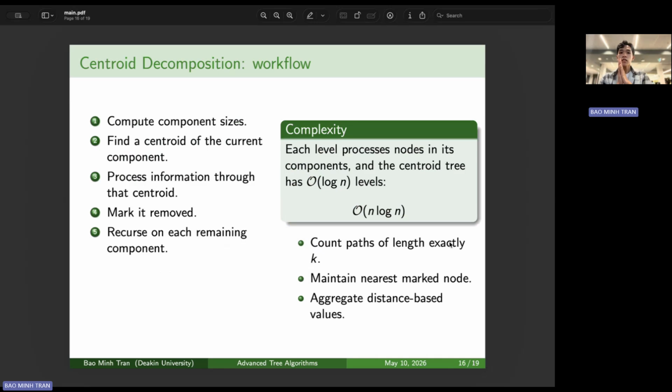Okay, the workflow is quite hard to understand, but we have a centroid, right? Firstly, how can we find a centroid efficiently? Actually, it's just a normal DFS, no more. We can start with any vertex.